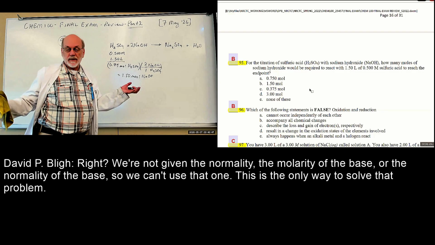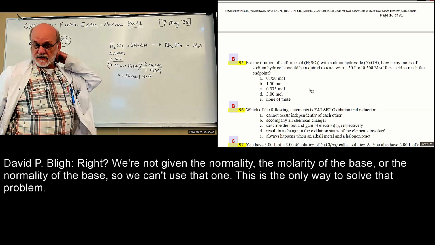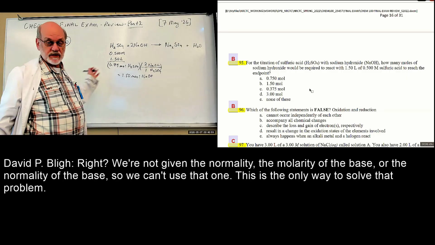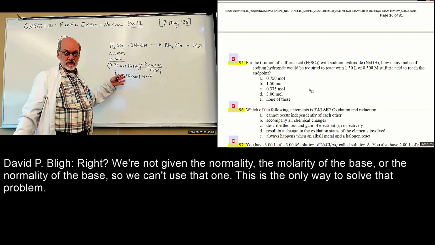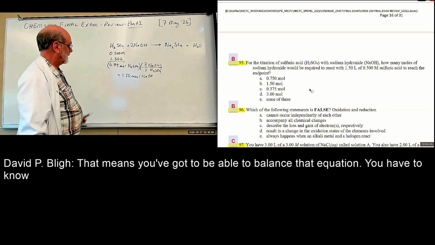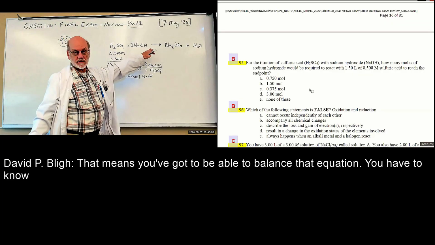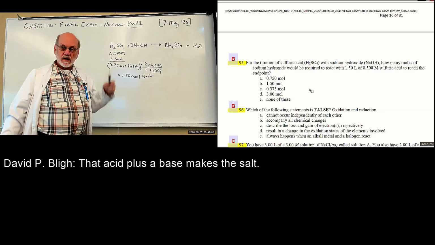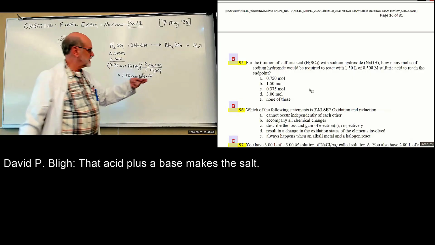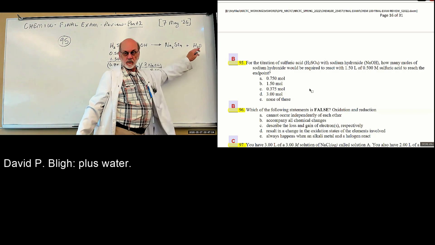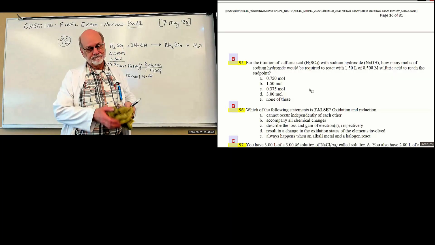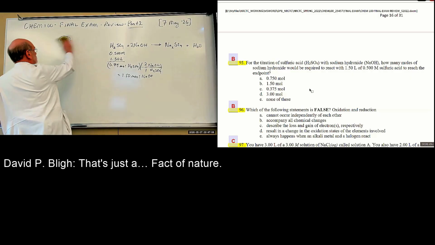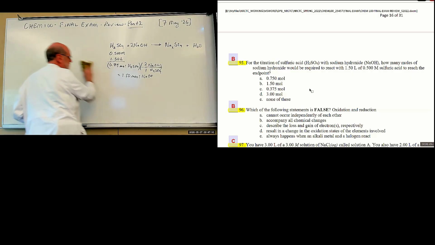We're not given the molarity or the normality of the base, so we can't use that one. This is the only way to solve that problem. That means you've got to be able to balance that equation. You have to know that an acid plus a base makes the salt plus water. That's just a fact of nature.